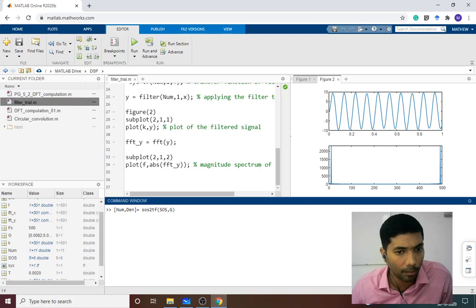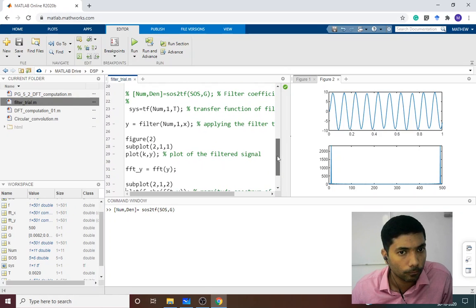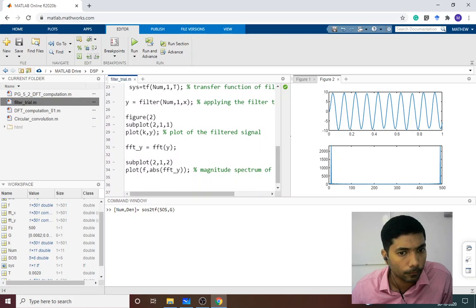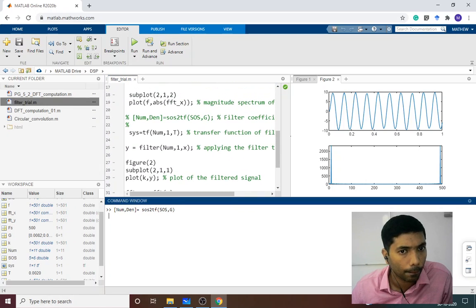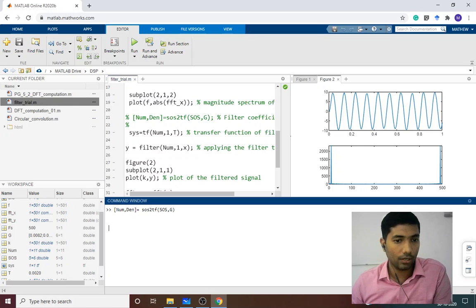and it is computing the numerator and the denominator coefficients. So that is this particular command that I have used previously. Oh, I think there is a problem. The problem is that we have already defined the numerator here. So what I'll do is I'll try to clear the workspace. Is that working? No.